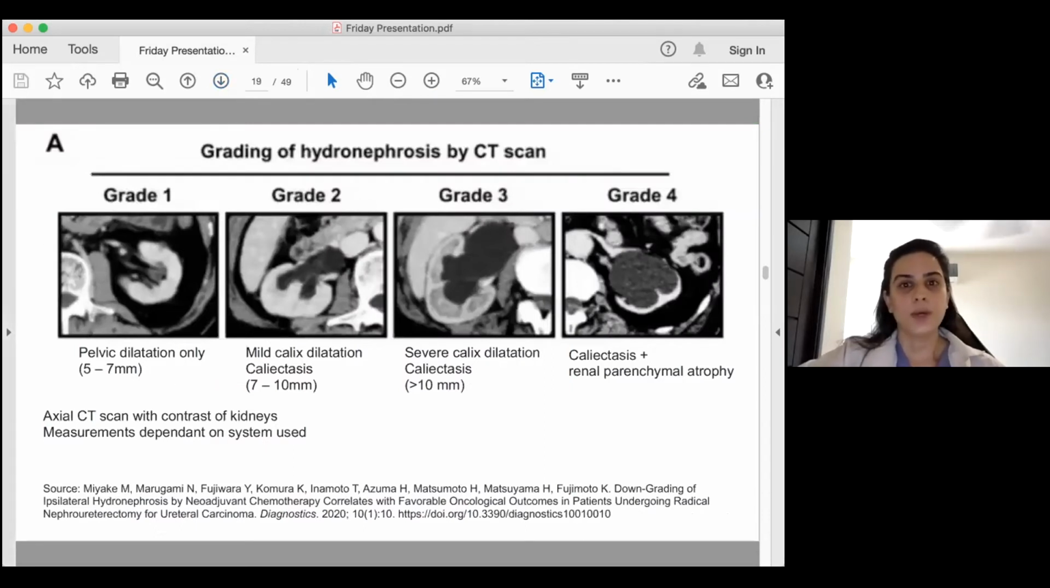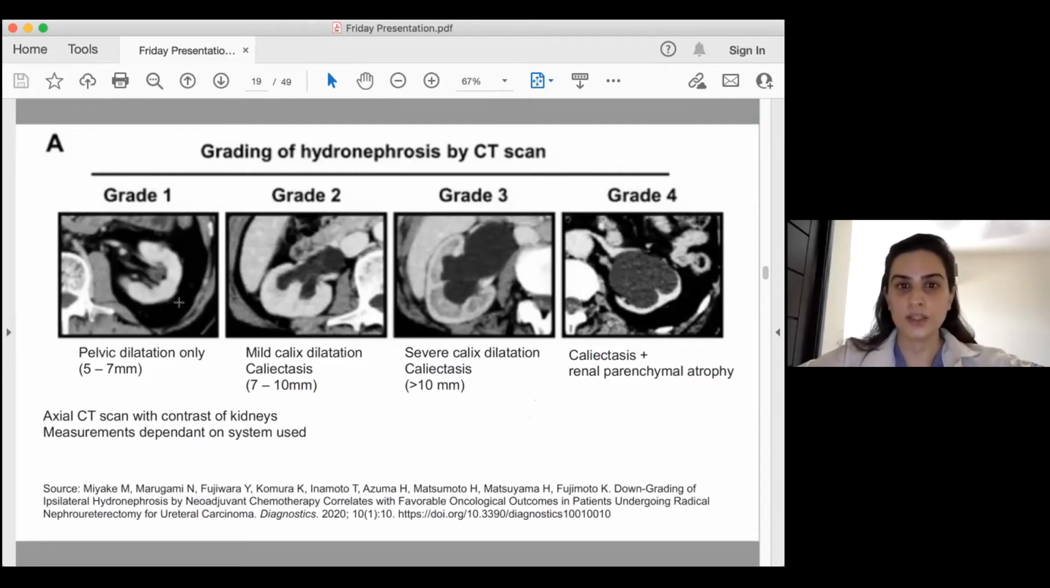So when we do a CT scan, you can grade the hydronephrosis based on the amount of dilation that is visible. So in this case, we have grade 1, grade 2, grade 3, and grade 4. I should mention that there are different authors who have suggested different grading patterns. So this is by no means the only one that exists, but because of the imaging, I have placed it here. In grade 1, we see pelvic dilation only. So we see that this area appears more gray, and usually this is about 5 to 7 millimeters in terms of its dilation.